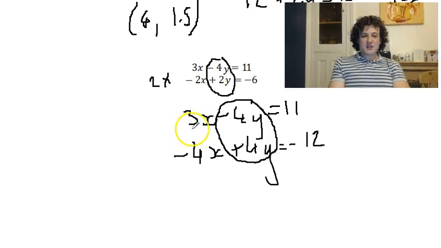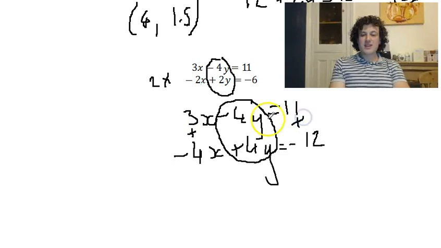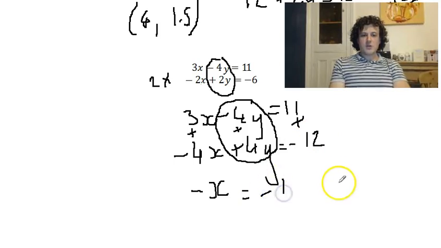3x add. Now some people like to put what they're doing in between, so we're adding them. If you just write a plus in between, it helps you to remember and not to get confused with the minus signs. 3 add take away 4 is just the same as 3 take away 4, which is minus x. And minus 4 add plus 4 cancels out. Negative and positive, they cancel out. And so minus x equals 11 add minus 12, which is minus 1, which gives me x equals positive 1.